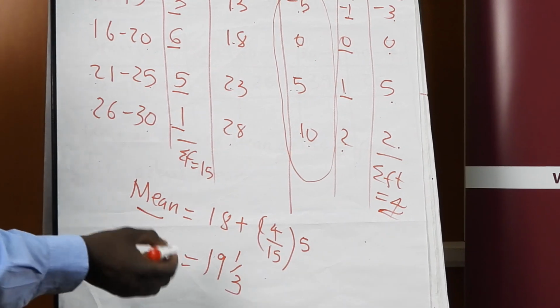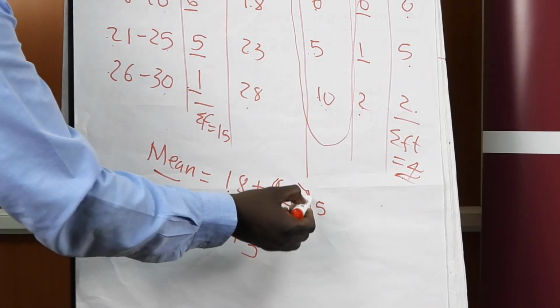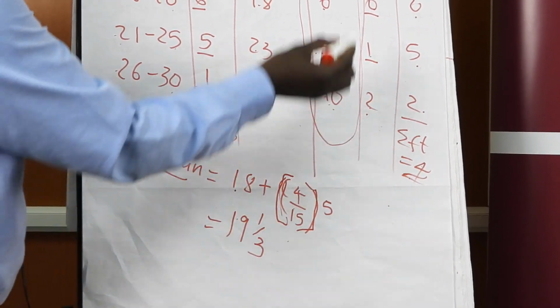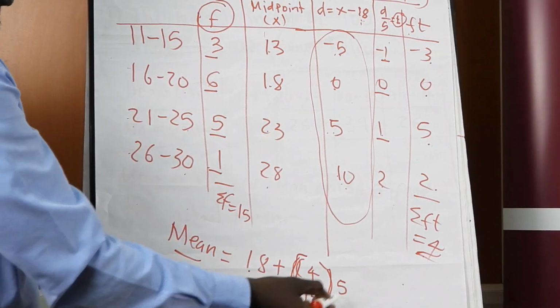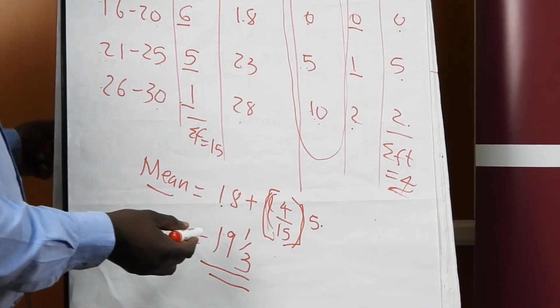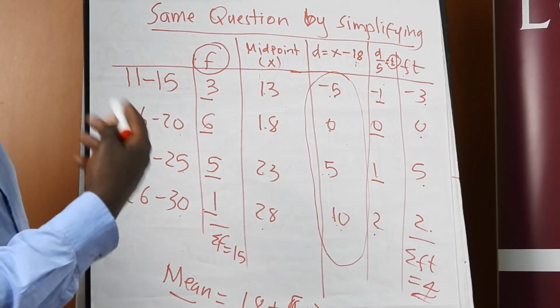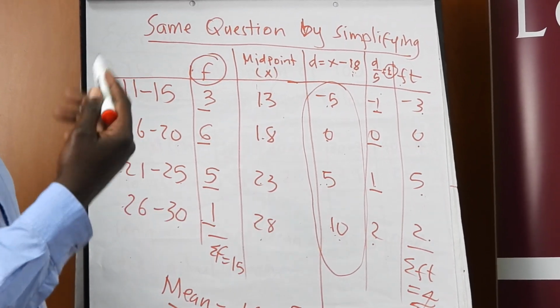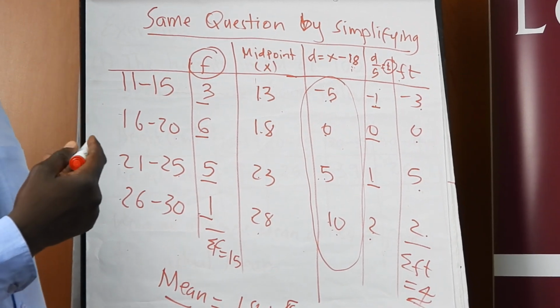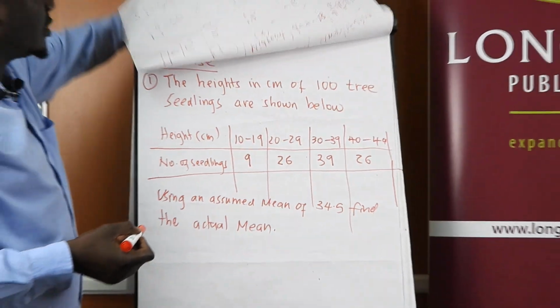So our mean again is 18 plus 4 divided by the frequency. And because here we divided by 5, we must also multiply by 5, so that our answer remains the same, 19 1/3. So the second method shows you how you can make work easier by dividing the deviations by a constant. So students, I want you to try this exercise.